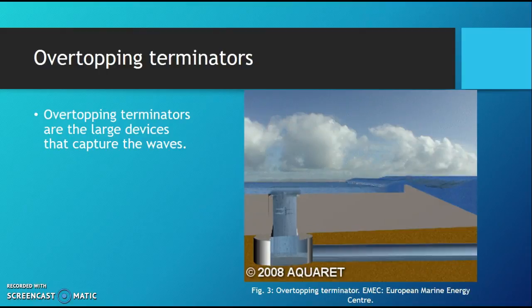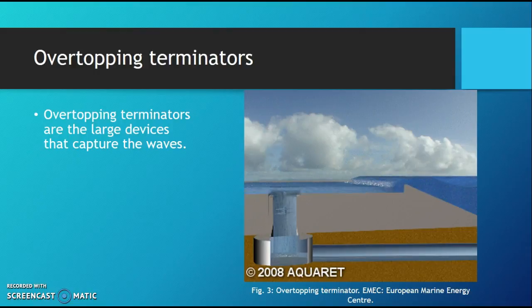Wave energy can be used by people as the source of electricity, and it can be produced when electricity generators are placed on the surface of the ocean. There are some devices that produce wave energy, and I will provide 3 examples. The first example is overtopping terminators, which are large devices that capture the waves. They use potential energy of waves instead of kinetic to generate power.